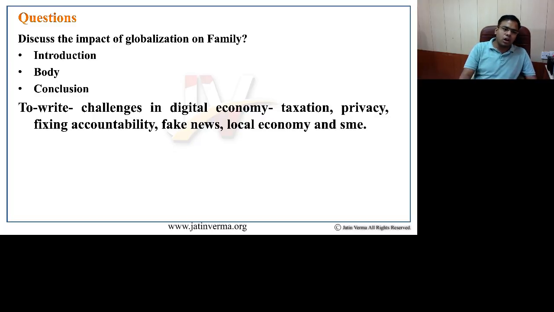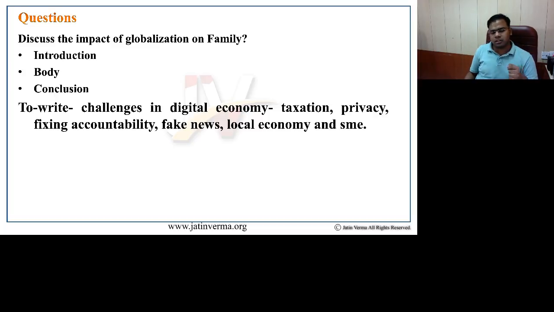Now I would like to talk about a question I have framed on my own, something I was thinking about during my interview, that it could be a possible interview question. However, it is not only a possible interview question. It is a possible question in economy, in GS3, in GS2 when it comes to law and everything, and it's a possible question in essay as well. So the question that I'm going to discuss is the challenges in digital economy.